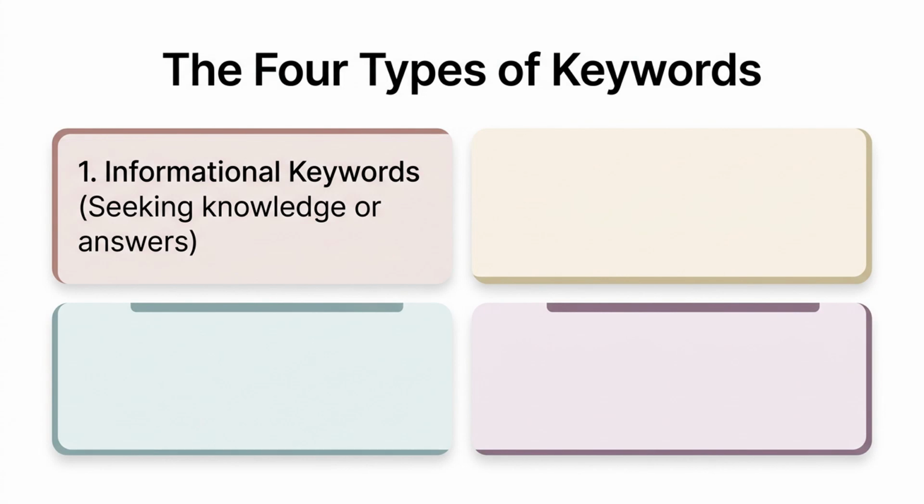Keywords aren't all the same. They generally fall into 4 distinct categories based on user intent. The first type is the informational keyword. This is when a user is specifically looking to learn something or find an answer to a question, rather than looking to make an immediate purchase. We will explore the remaining categories as we map out user intent.